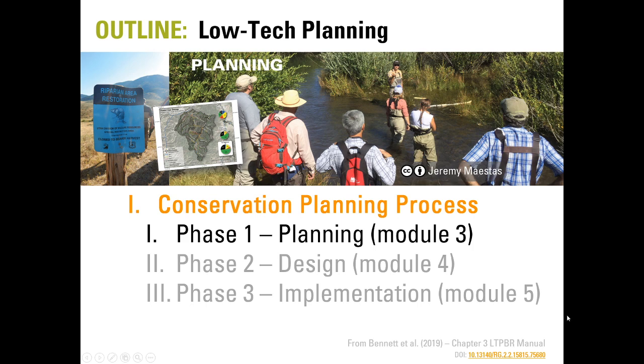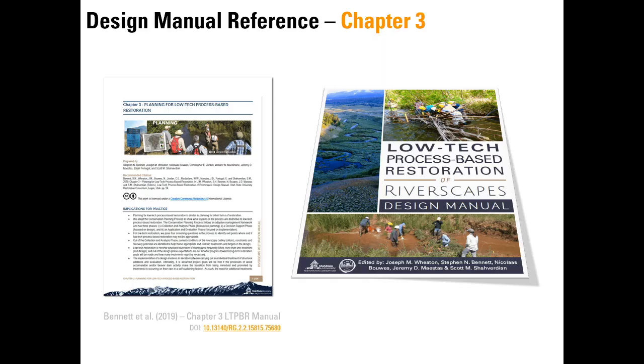And this is actually the structure we're going to follow for the next few modules. What we're going to be working through is a conservation planning process that contains three phases that we'll generically call the planning phase, the one we'll talk about here in Module 3. Next, the design phase we'll cover in Module 4. And then finally, implementation phase in Module 5. But for this first section on the planning phase, you can refer to Chapter 3 in your design manual.